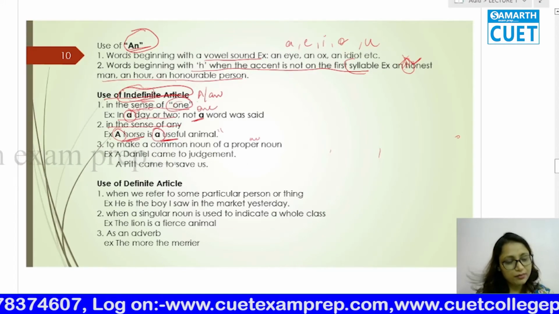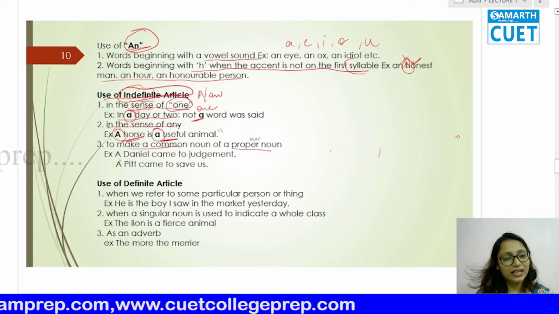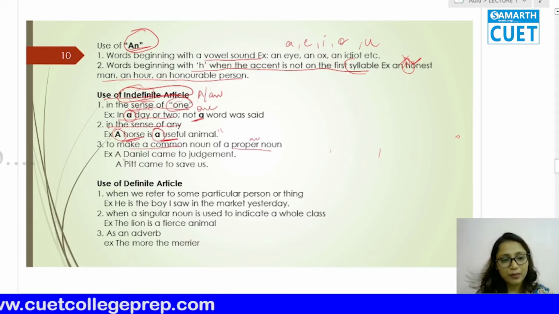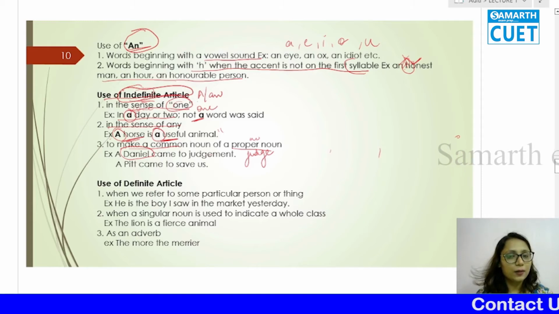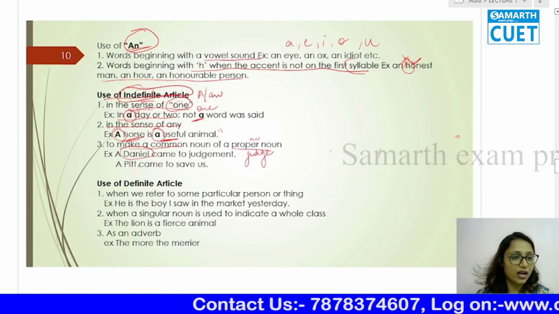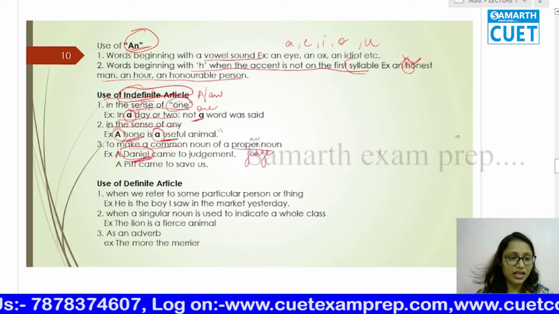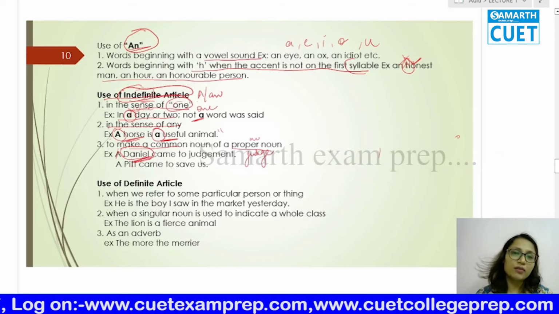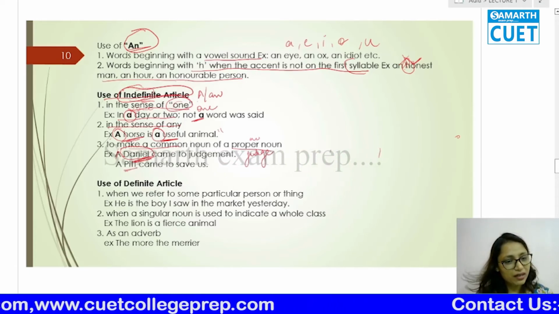So what does the rule say? To make a common noun out of a proper noun. Like if I say, a Daniel came to judgment. Daniel is somebody, and this Daniel was a wise judge. So whenever we want to compare somebody, that he is a Daniel, it means he is as good a judge as Daniel was. So here when we take A, we make a common noun out of a proper noun. That means it was a proper noun, but we are using it as a common noun, taking it as a very wise judge. A Pitt came to save us. Pitt means a very brave man.